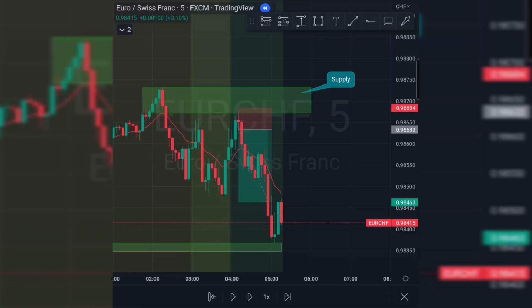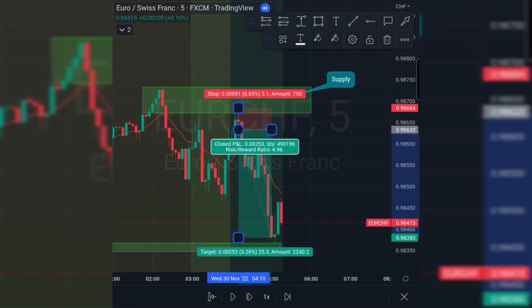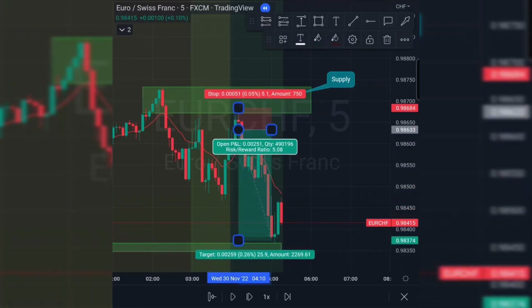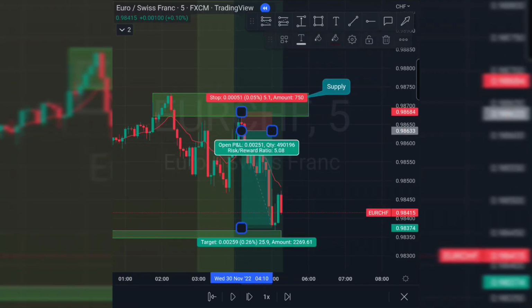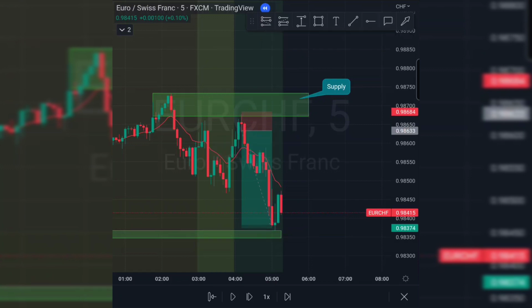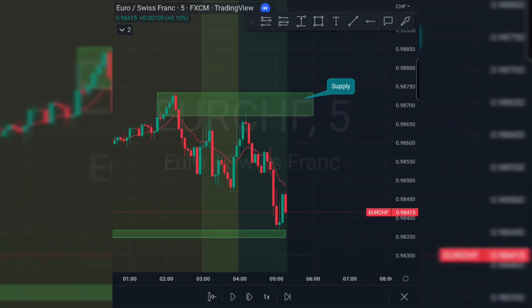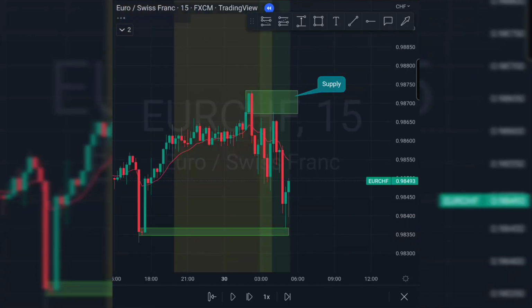So this is just a beautiful trade. 1 to 5, that could change your life, obviously. No drawdown as well. It's just a beautiful setup. So that's exactly how I draw my zones. Go back to the 15 minute.